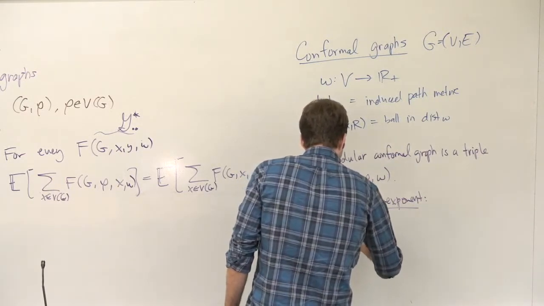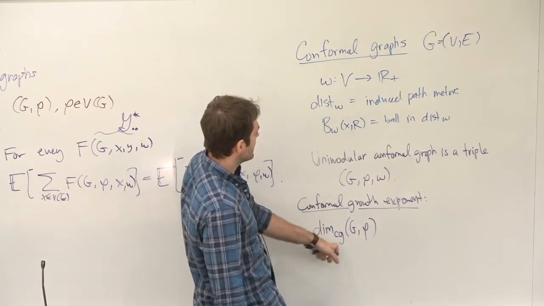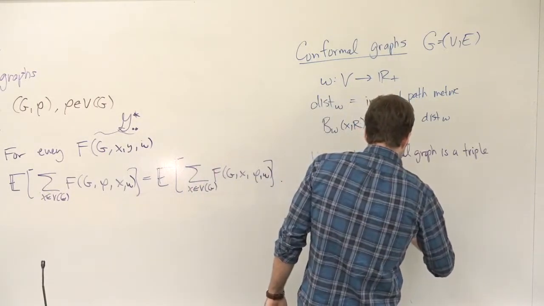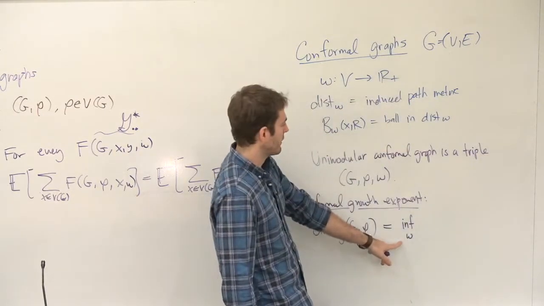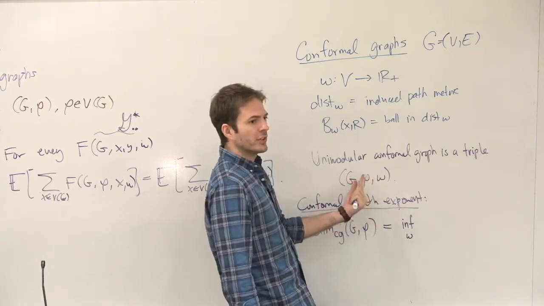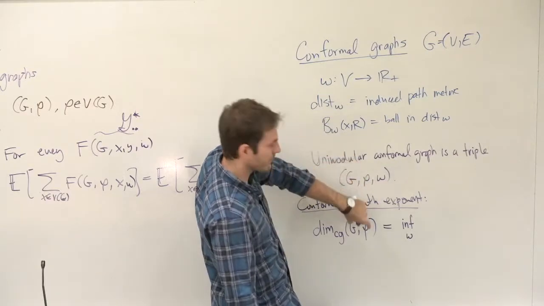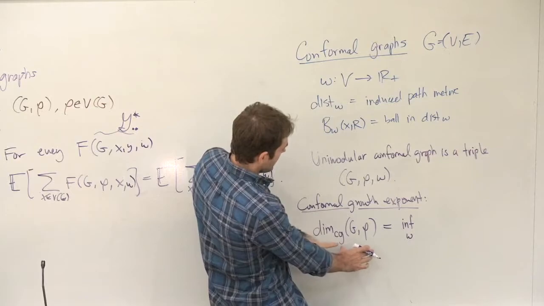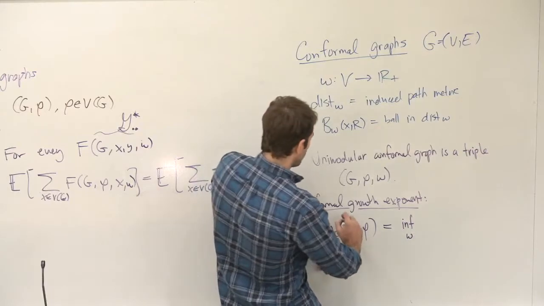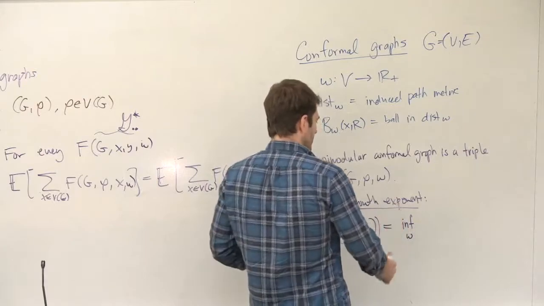Okay, so here's the definition. Given a unimodular random graph G rho, let's define the conformal growth exponent in the following way. It's the infimum over all conformal weights on the graph. When I say that, what it means is that it's the infimum over all triples G rho omega, such that this is a unimodular conformal graph, and G rho has the same law as G rho. In particular, while it looks like this is a function of the random graph, I'm abusing notation by writing that it's a function of G rho. It's a function of the measure on random rooted graphs.